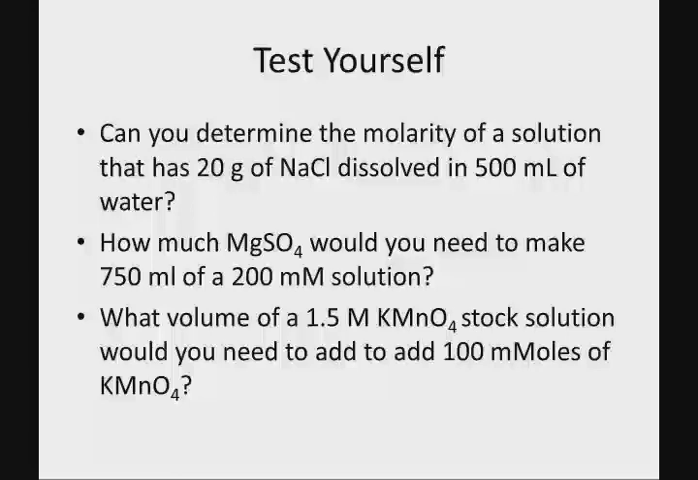Now, how much magnesium sulfate would you need to make 750 milliliters of a 200 millimolar solution? Again, with a periodic table and a paper and pen, maybe a calculator if you need it, you can figure that out. And it should be relatively straightforward and easy for you to figure out. Take it to the next level. What volume of a 1.5 molar potassium permanganate stock solution would you need to add 100 millimoles of potassium permanganate?